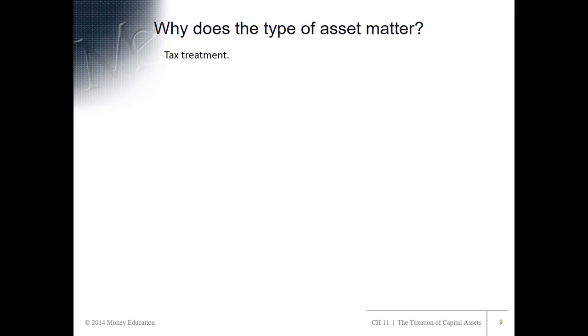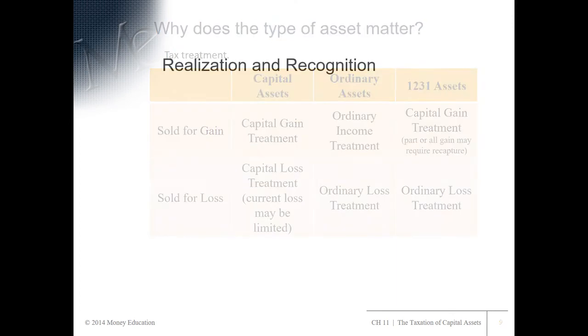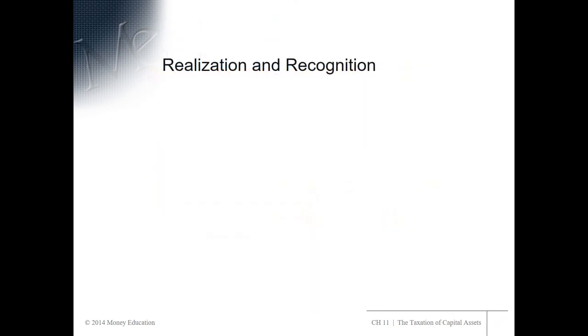Okay, and again, just a quick review. Why does the type of asset matter? Because the tax treatment is different. So let's look in the capital asset column because that's what we're discussing here. If you sell capital assets for a gain, you get capital gain treatment. If you sell it for a loss, you have capital loss treatment. All right, so we'll discuss, of course, exactly what that is in a little more depth.